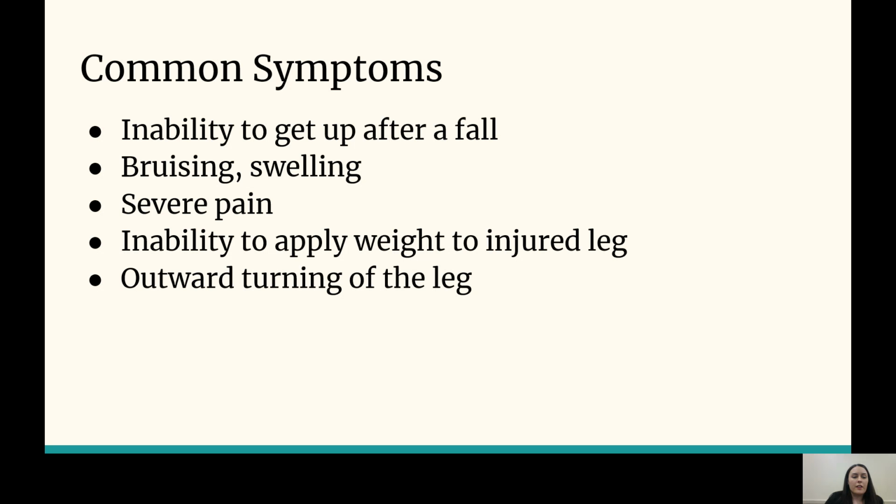Depending on the fracture, there can be an outward turning of the leg, and a lot of these symptoms will depend on how bad the fracture is, its location, and that kind of thing. Some of these symptoms might not show up in all of them, but they are prevalent in most.